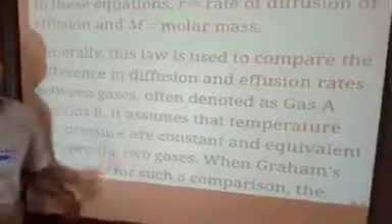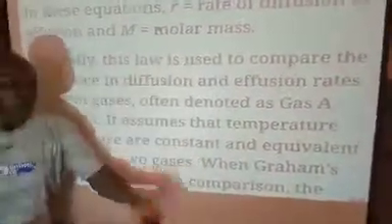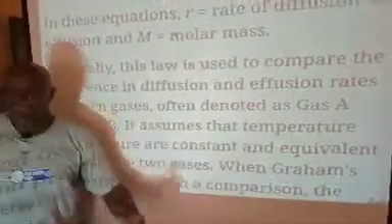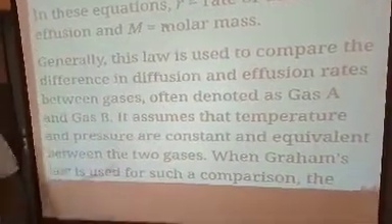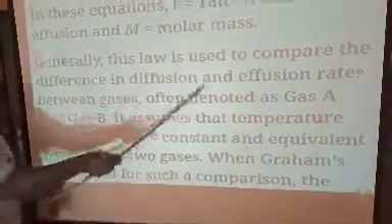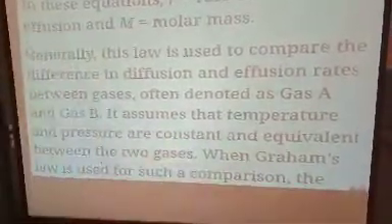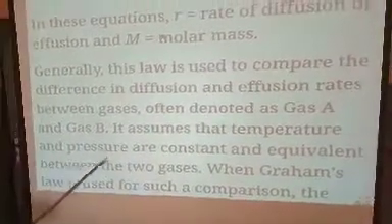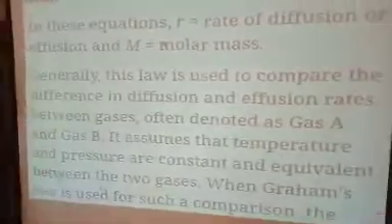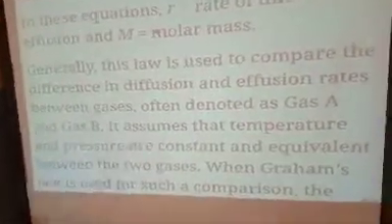So if gas A and gas B have the same volume, it could be 1 cubic centimeter, it could be 10 cubic centimeters, they are diffusing at the same rate. So my R1 is equal to R2, which is the rate, maybe 10 centimeters. That's what I'm trying to say here. Then it assumes that temperature and pressure are constant and equivalent between the two gases.